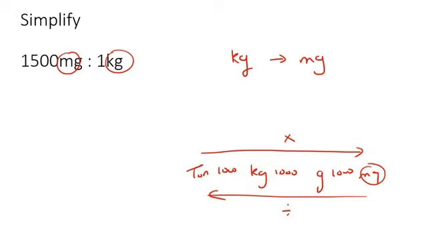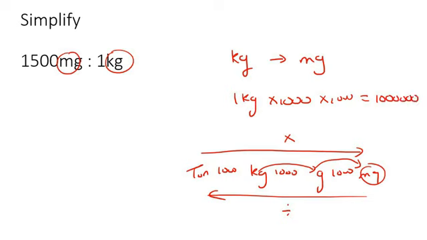So the way that you do that is you're going to take the 1 kilogram, and then you are going to multiply by 1000 to get to grams. And then you're going to multiply by another 1000 to get to milligrams. And so if you had to work that out, you're going to end up with a million. 1, 2, 3, 4, 5, 6. There we go. So now we have 1500.